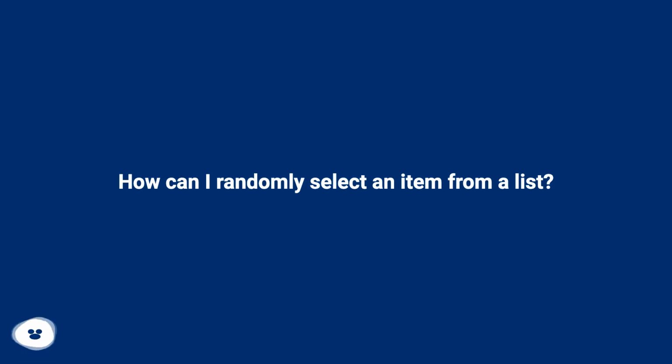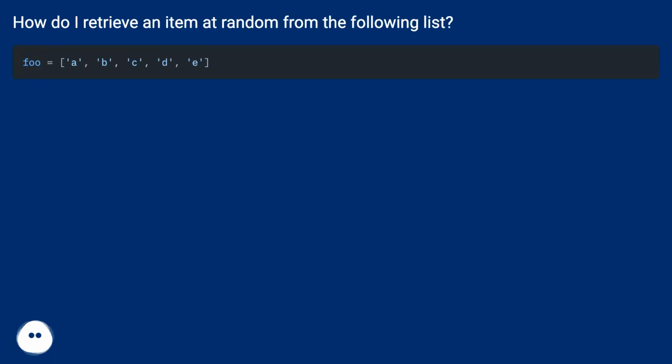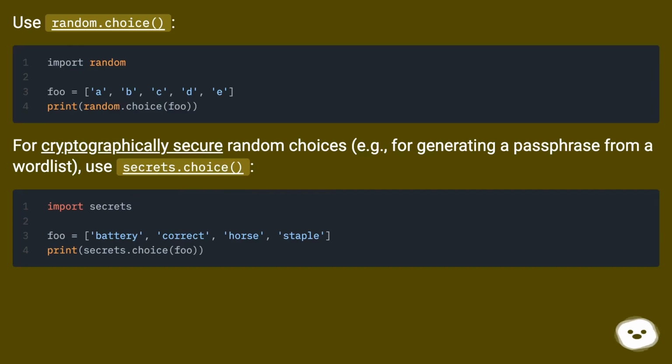How can I randomly select an item from a list? How do I retrieve an item at random from the following list? Use random.choice.